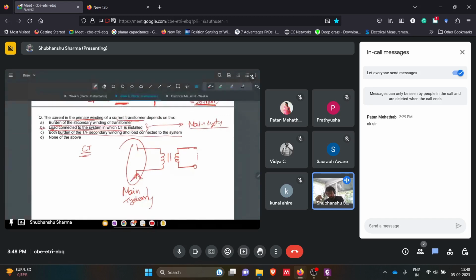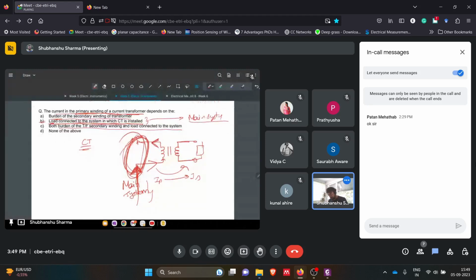So based on whatever current there is, we will get current at the secondary side. Whatever IP we have, based on that we will get IS. So if we change load here or do something else, it will not affect the main line current, which is very huge and is being controlled by power systems and grids. So that will not affect this main line. The current in the primary winding will only be affected by this. So this is the current flowing through the primary winding, from this side.